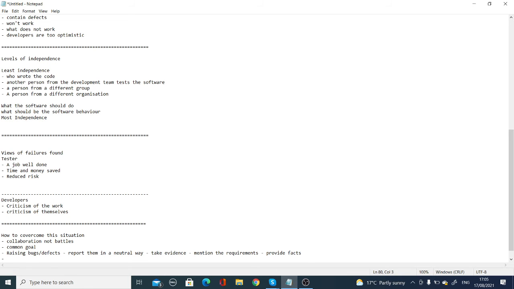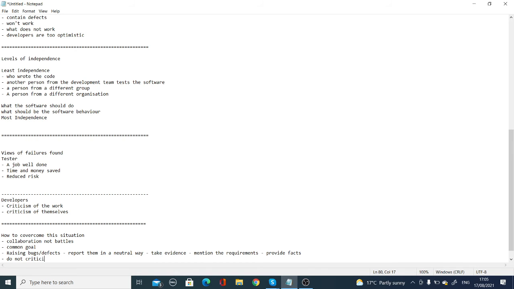How you provide the facts: whenever you raise a bug, you need to describe the bug, link the requirements, link the test case, and mention clearly what your expected outcome is and what you have received, your actual outcome, and attach the evidence. So you are providing the facts, so it will not create any battles. Do not criticize the author.